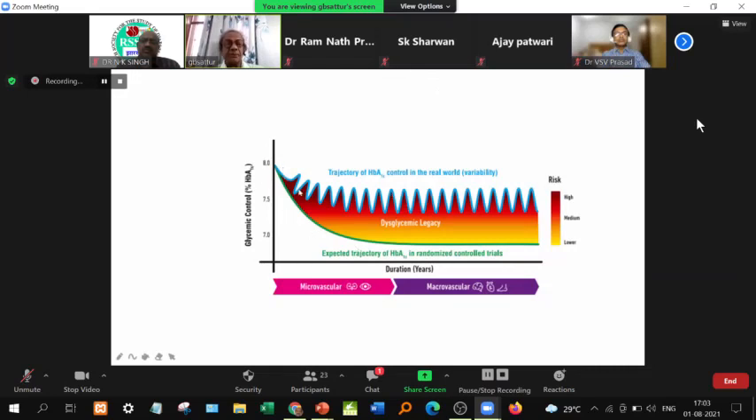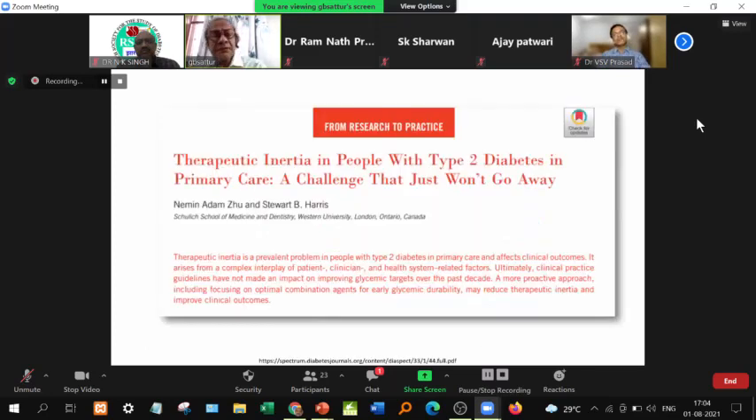This is what we expect, the expected trajectory in the experimental model, but this is a real-life model. You can see the seesaw yo-yo movement here. This is all the variability in the HbA1c, and this dysglycemic legacy, as you see, would ultimately lead to a congregation of both micro and macrovascular complications. Therefore, in people with type 2 diabetes, and to some extent even in type 1, this is a challenge that just won't go away.